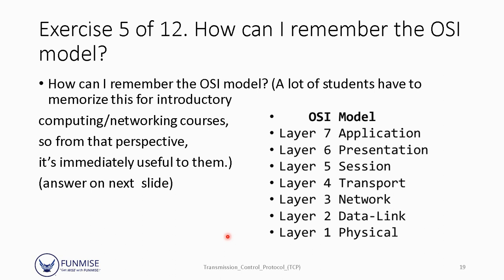Okay, great. But how can I remember the OSI model? I mean, a lot of students have to memorize this for introductory networking and computing courses, so from that perspective, it's immediately useful to them. Here, I have this image of the OSI model showing the 7 layers. OSI means Open Systems Interconnect Model, which is a model for network communication where different things take place at different discrete layers. Note that this is a model and not necessarily a requirement.